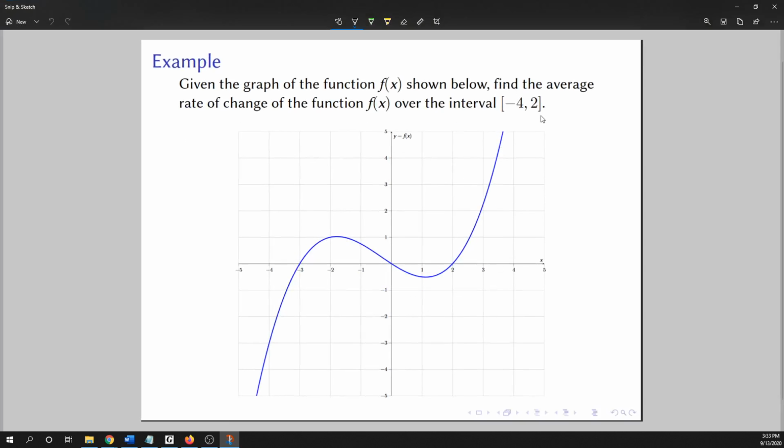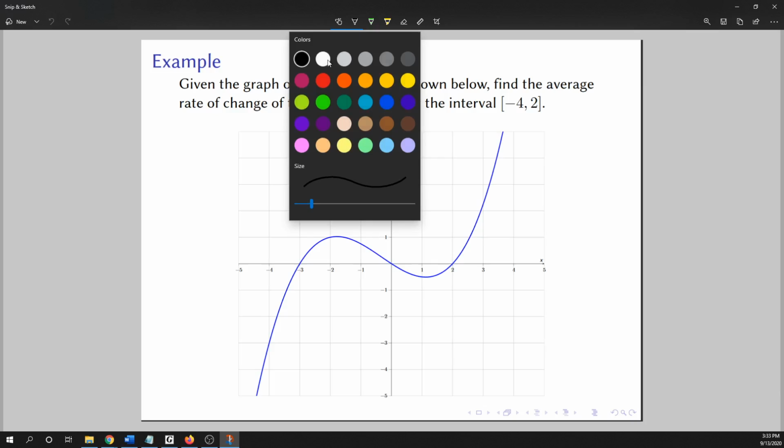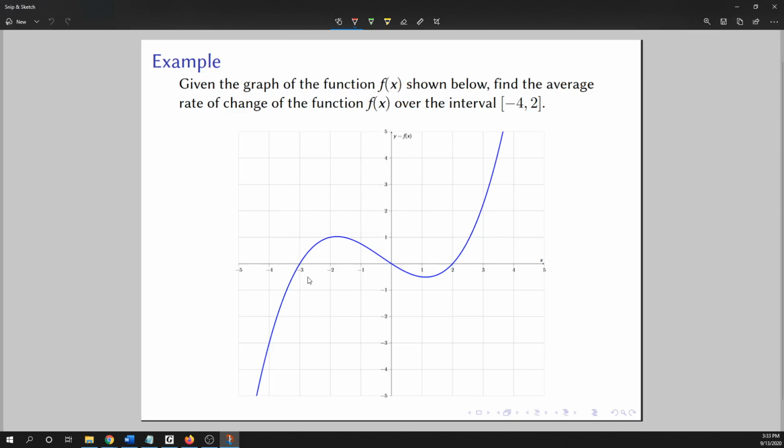All right, so from negative 4 to 2. So negative 4 is right here on the x-axis, and 2 is right over here on the x-axis. And so what I want to do, we know that the formula for the average rate of change is f of b minus f of a over b minus a.